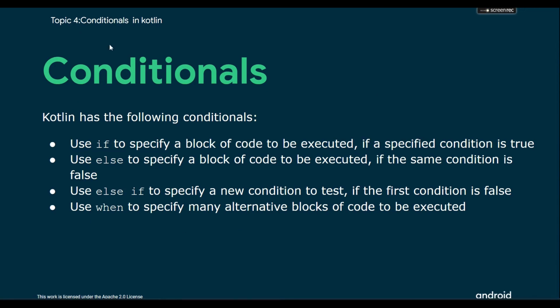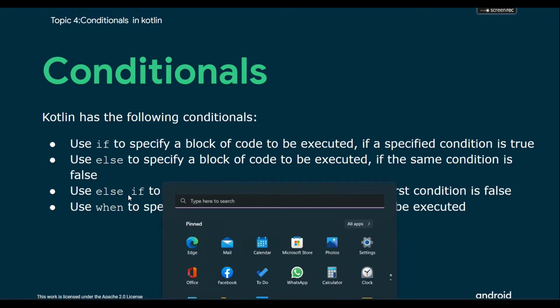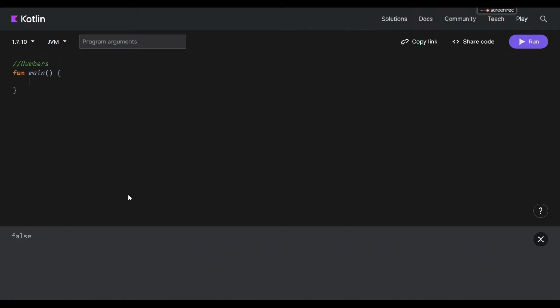Conditionals. Kotlin has the following conditionals. Use if to specify a block of code to be executed if the specified condition is true. Use else to specify a block of code to be executed if the same condition is false. We can also use else if to specify a new condition to test if the first condition is false. And there is one another kind of condition, which is when. When is used to specify many alternative blocks of code to be executed. When is like a switch statement in C, C++ and also in Java. So now let's take a look at all of this one by one.